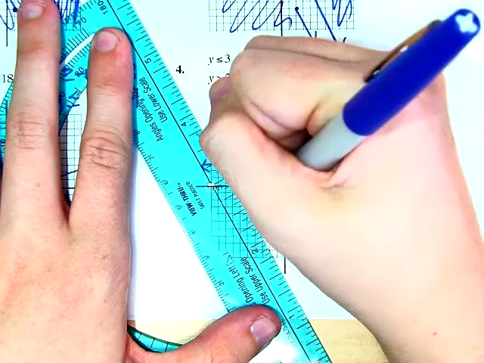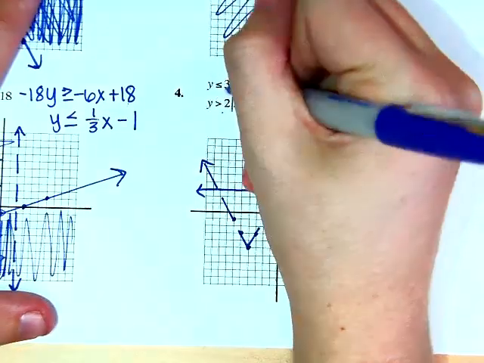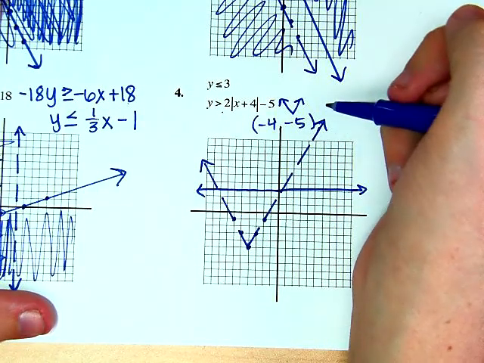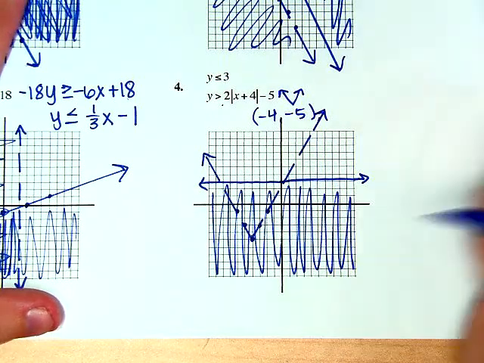Go on both sides. Now, for less than 3, I'm talking anything below 3. So that one's anything below.